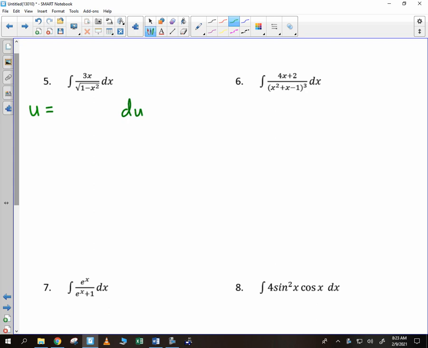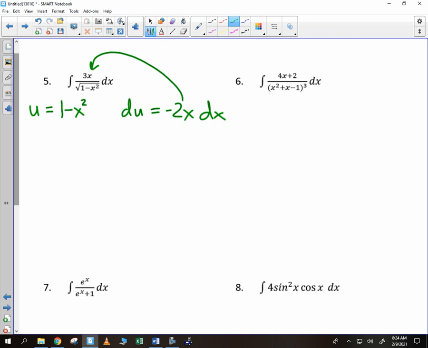Sometimes choosing u, you always look for what's in parentheses or things like that. It's not always the case. But when you choose u, you want to choose u to be something so that when you take the derivative of it, you get something that's close to something else that you have. So notice if I choose u to be 1 minus x squared, I get du is negative 2x dx.